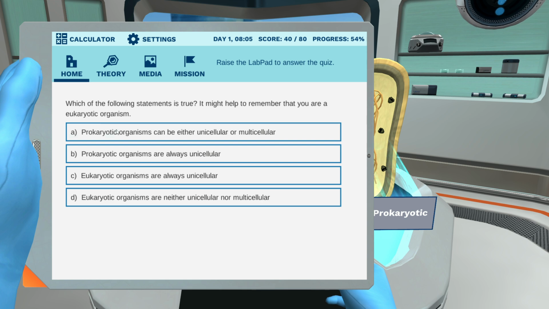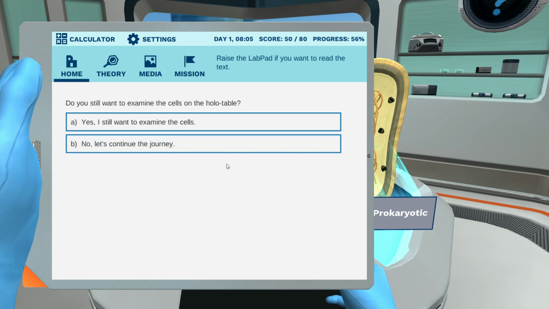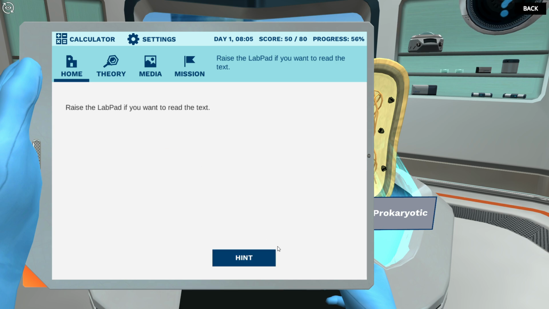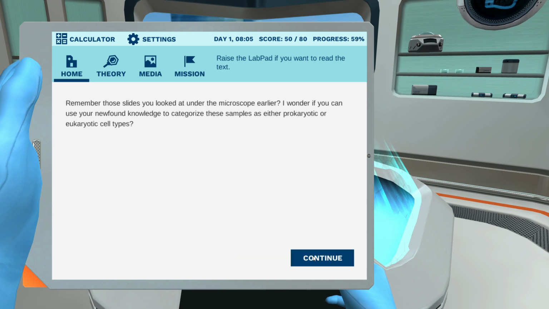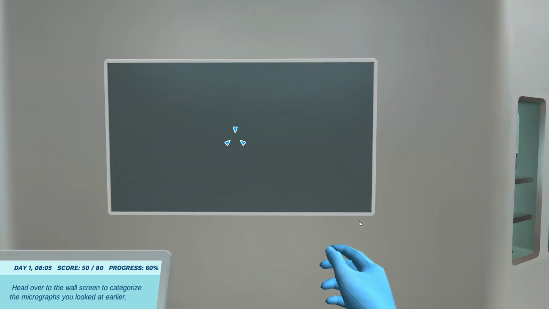Option A, prokaryotic organisms can be either unicellular or multicellular. Option B, prokaryotic organisms are always unicellular. Option C, eukaryotic organisms are always unicellular. Option D, that's right. Do you still want to examine the cells? Remember those slides? Head over to the wall screen to categorize the micrographs you looked at earlier.